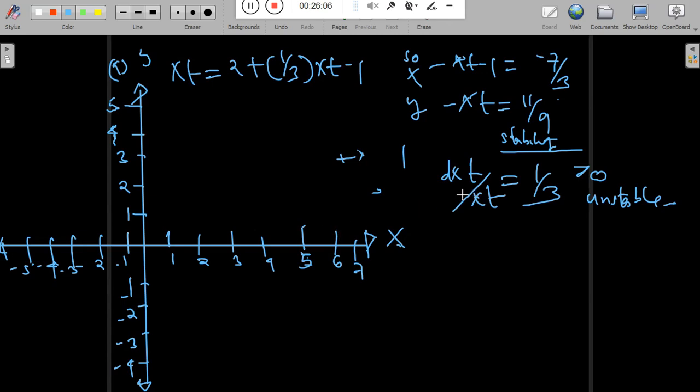So 11 over 9 is equal to, when you put it in a decimal place, 1.2. So when you sketch it out, this will resemble a point at the center between 1 and 2. That is the value of y.